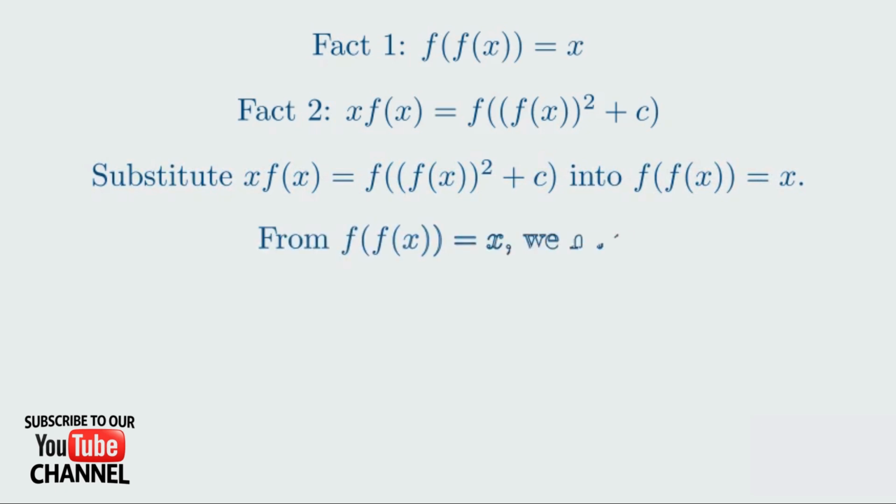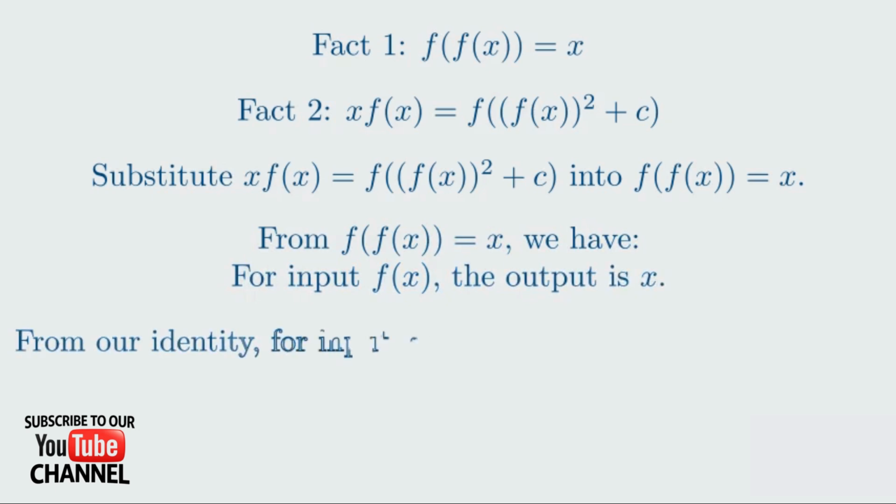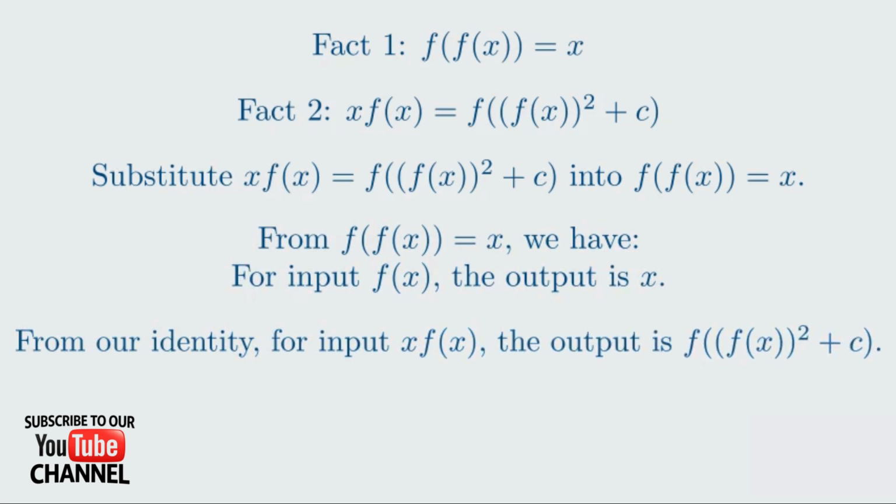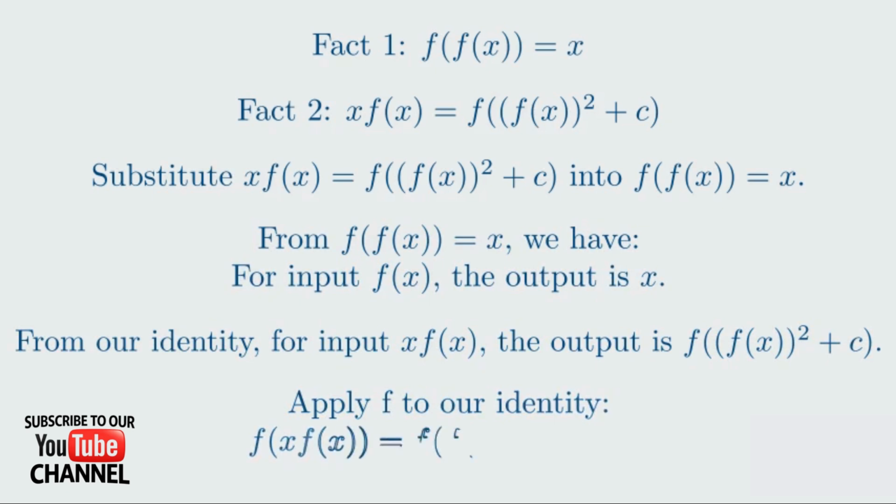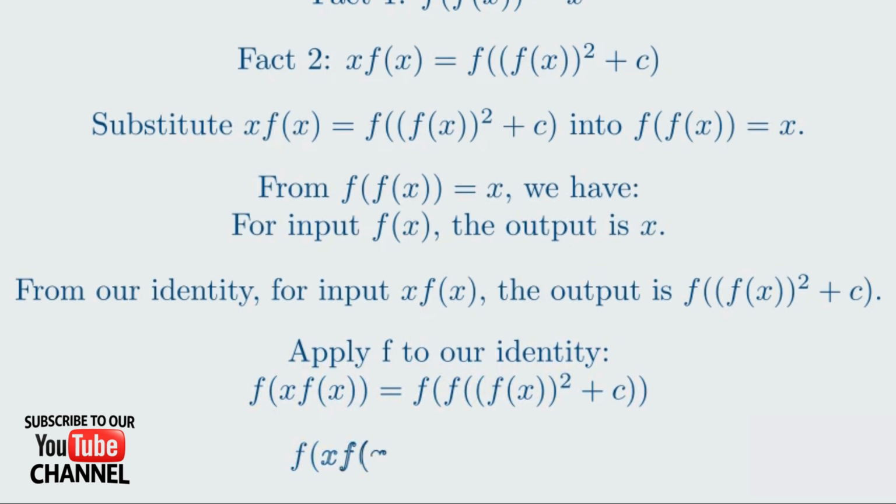The original equation is f of x equals x. Let's think about this. It means that if we know the input is f of x, the output is x. Our new identity says the input x times f of x gives the output f of x squared plus c. Let's apply f to our identity. This gives us f of x times f of x equals f of the quantity f of x squared plus c. Now, we can simplify the right side using the f of f property. Remember, f of anything is just that anything. So the right side simplifies to just f of x squared plus c. This gives us the equation f of x times f of x equals f of x squared plus c.